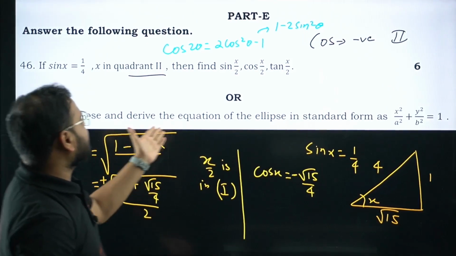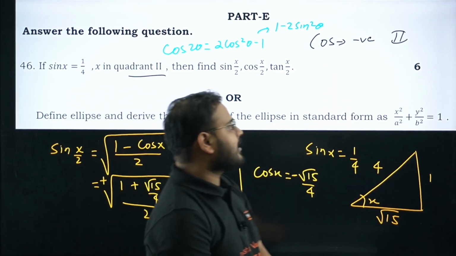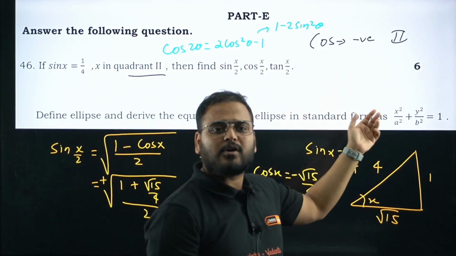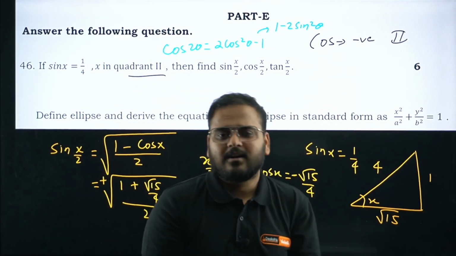Define ellipse and derive the equation of the ellipse in standard form as x square by a square plus y square by b square equals to 1. It's a very simple question actually, right? You have learned this so many times. Of course, this is the first thing that you learned in ellipse, okay? The standard form, the definition and the derivation.